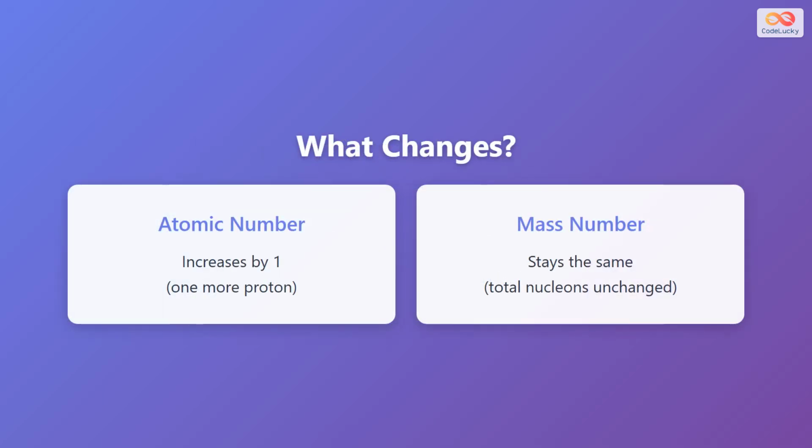When beta decay occurs, two important nuclear properties are affected. First, the atomic number increases by 1 because we now have one additional proton in the nucleus. Since the atomic number determines which element we have, this means the atom becomes a different element. Second, the mass number stays the same because we started with one neutron and ended with one proton, keeping the total number of nucleons unchanged.